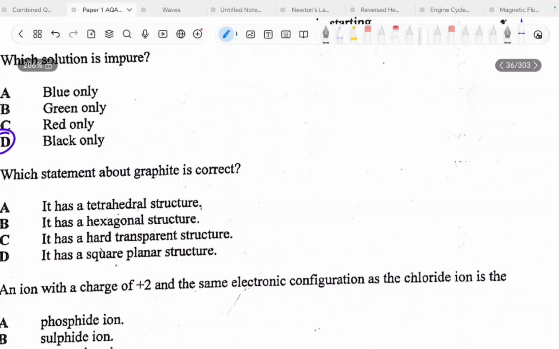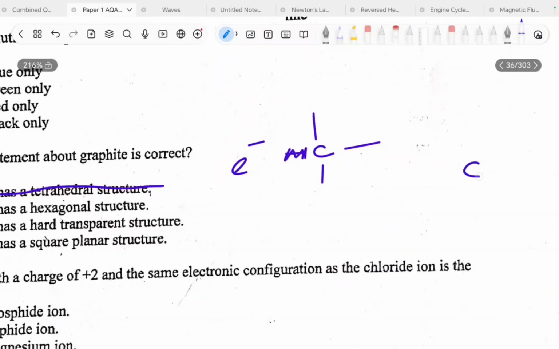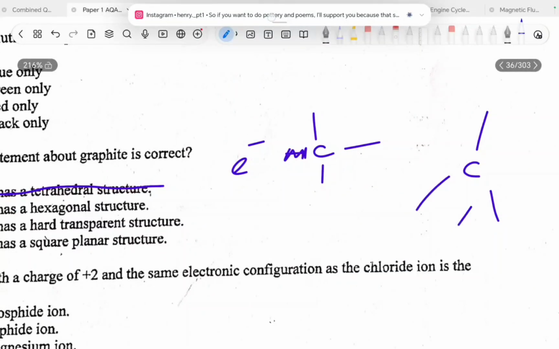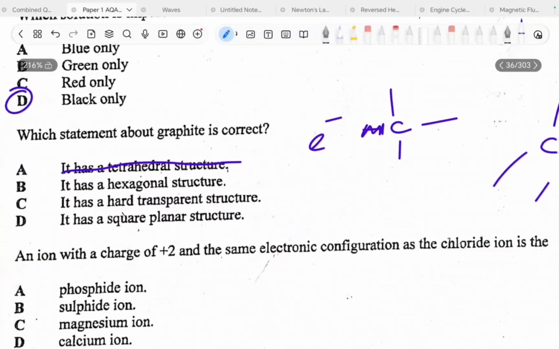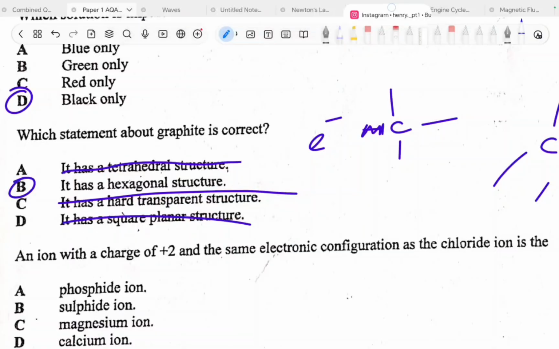Which statement about graphite is incorrect? Okay, the carbons in graphite form 3 bonds and then have a free electron. Since it forms 3 bonds, it can't be tetrahedral, so cancel this out, because tetrahedral forms 4 bonds. Does it have a hard transparent structure? No, graphite is not transparent. Cancel this out. Does it have a square planar structure? No, it does not. So the obvious answer has to be B by process of elimination.